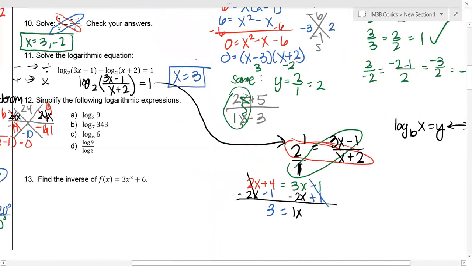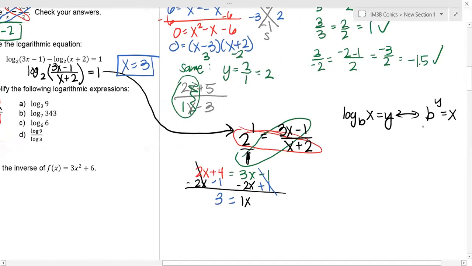For number 12, we're going to use this property that I wrote down over here to convert to exponential form. So remember, whenever I have something like this, I'm thinking about it as being equal to x. And so I want to think about 3 to what power equals 9. And since 3 squared equals 9, that tells us x equals 2. So our answer for this problem is 2.